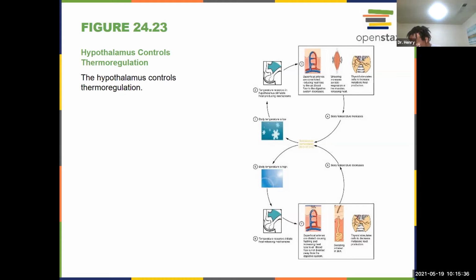So in the case of our body temperature under cold weather, our body temperature is going to get low. So in the case of our body temperature getting low, we're going to have our temperature receptors in the hypothalamus be stimulated, and then it's going to start us producing heat. Okay, so it's going to send those signals.